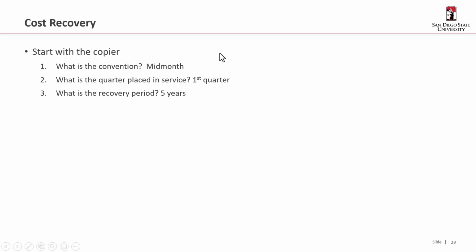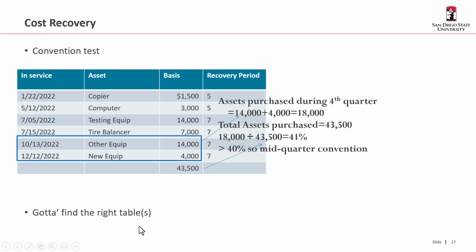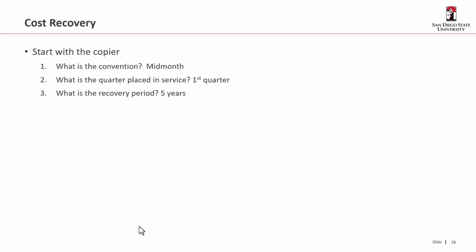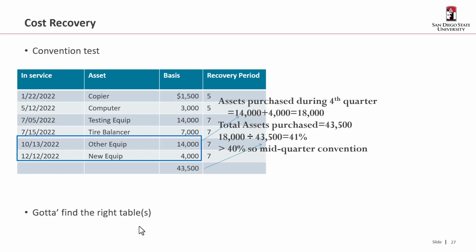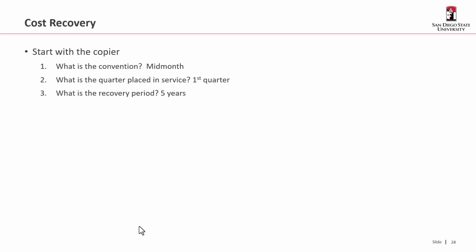So let's start with, here I need to move my little box out of the way so I can click through the slides. I know you can't see it, but I can. It's the recording box. So start with the copier. What is the convention? Well, we know it's mid-quarter. Everything placed in service is going to be mid-quarter. When was the copier placed in service? In case you forget, we can go back and take a peek. The copier was placed in service in January, that's Q1. And what is the recovery period? It's 5 years. I tend to give the recovery periods, although you'll find in a short time you'll be able to identify 5s and 7s pretty easily.